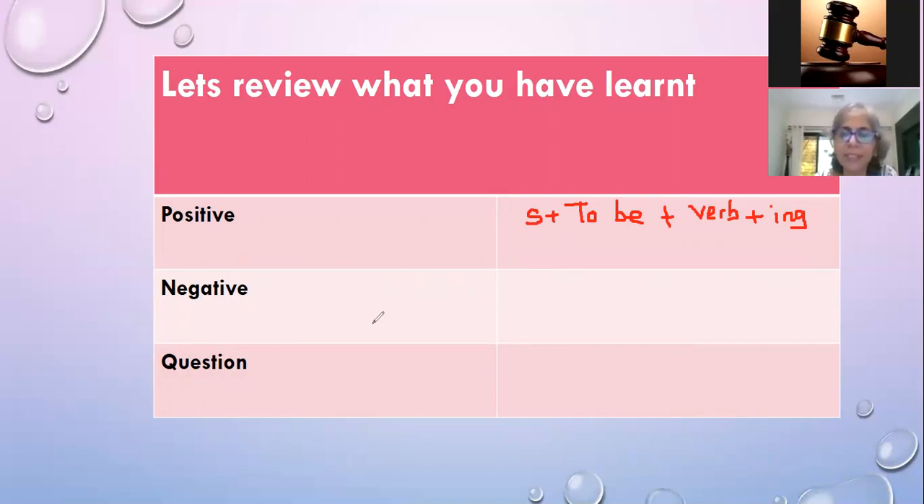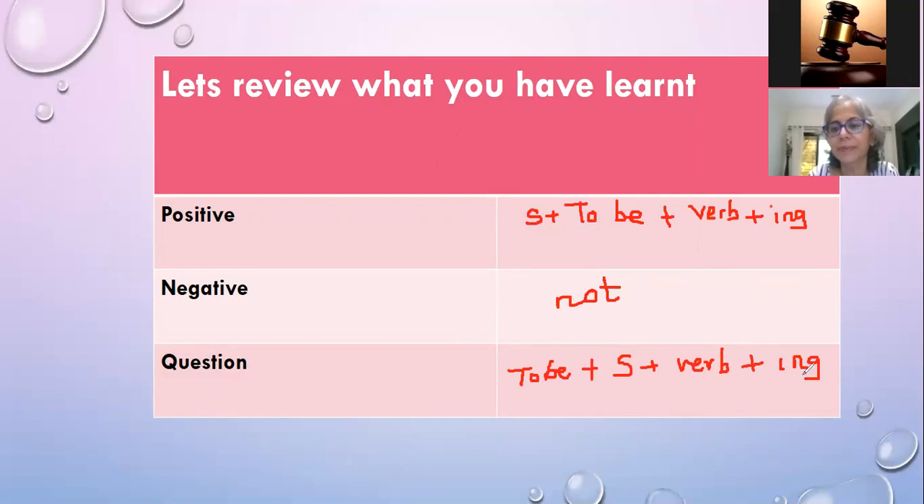In a negative sentence, a not has to be added. In all negative sentences, we are just adding a not. And in a question, the to be word is written before the subject. So here you will be writing the to be word and then the subject plus the verb plus ing.